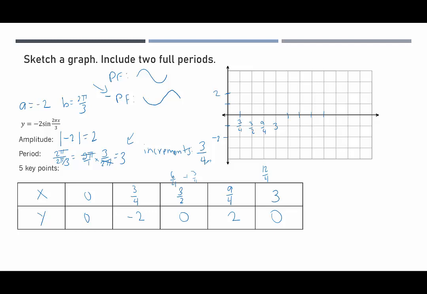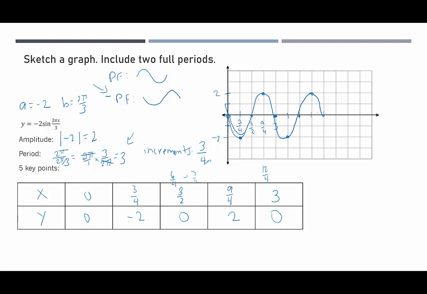Okay, so what do we have? We have 0, 0, 3/4 down, back to the middle, back up to the top, back to the middle. Then second period, we go down first, back to the middle, up to the top, back to the middle. Nice smooth curve here. It's coming from the top. Whoop, oh, I missed. Oh, sad day. Back up, down, up, and back to the middle.